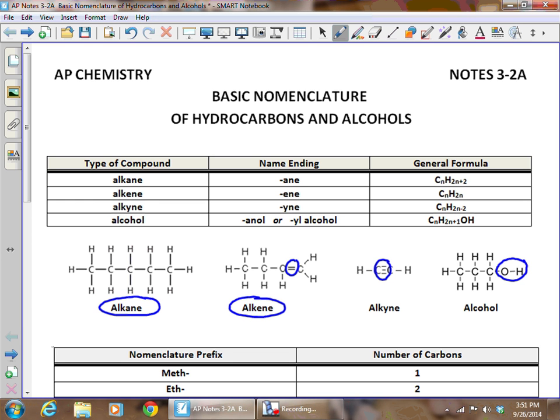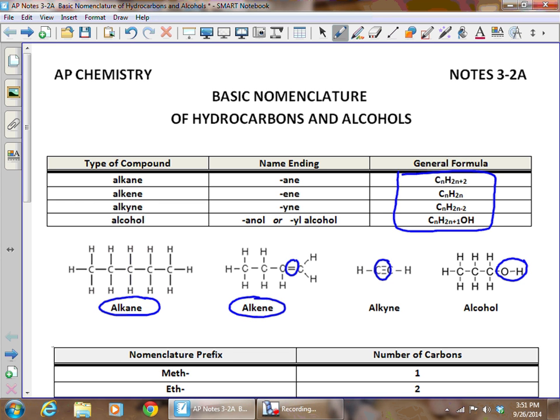So how do we name these? Look at the general formula up here. The general formula tells you how many of each of these elements we have based on the name. Alkanes have a general formula of 2n plus 2 times the number of carbon atoms. So 2 times the number of carbon atoms plus 2, that's how many hydrogens there are in that particular compound.